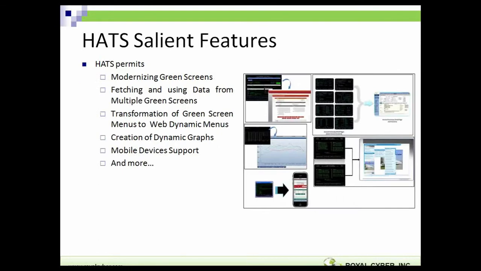These are a few of the salient features of HATS. There are many things that HATS can do, like modernizing green screens per the current UI standards. You can use macros. You can apply customization and other techniques to show green screen data in an organized manner. You can also apply advanced controls and widgets, which were naturally absent in green screen applications. And HATS can also be used for creating a mobile version for specific devices for your business needs.